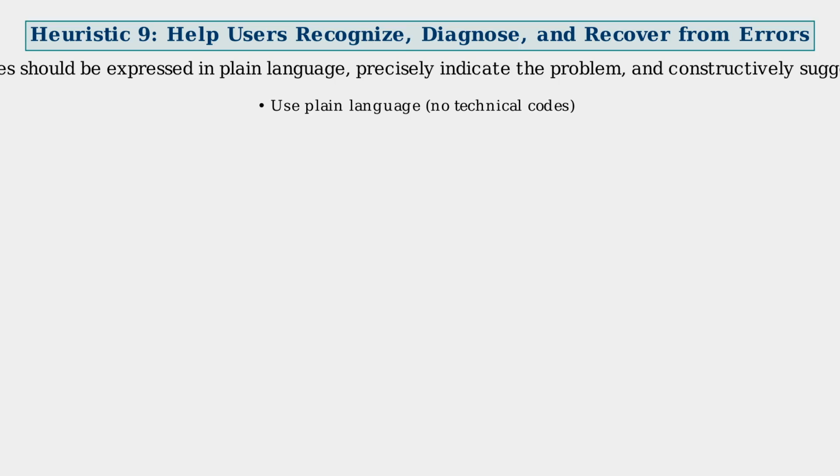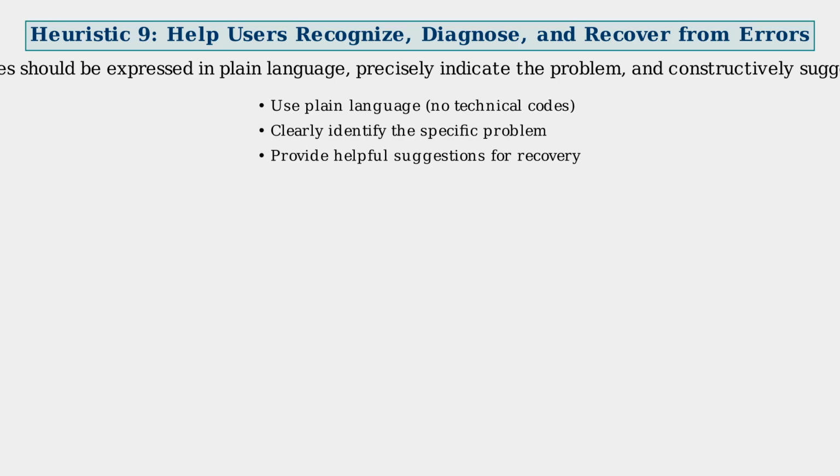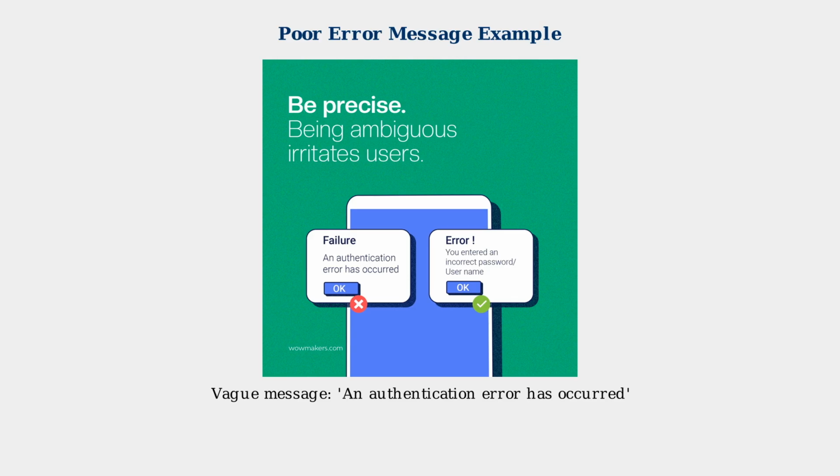Good error messages use plain language without confusing codes. They precisely describe what went wrong and suggest how to fix it. Here's an example of a poor error message. It uses vague language that doesn't help the user understand or fix the problem.